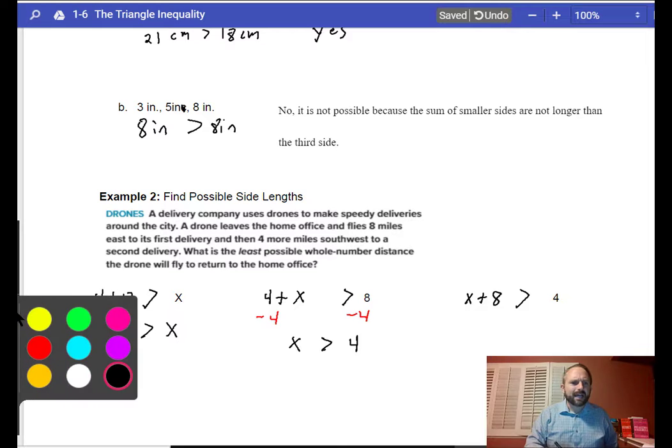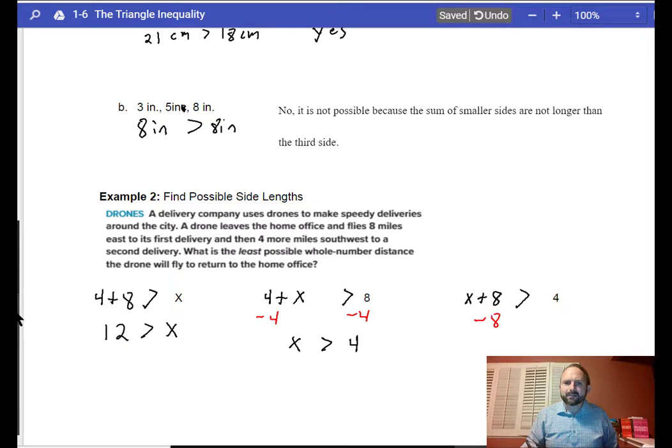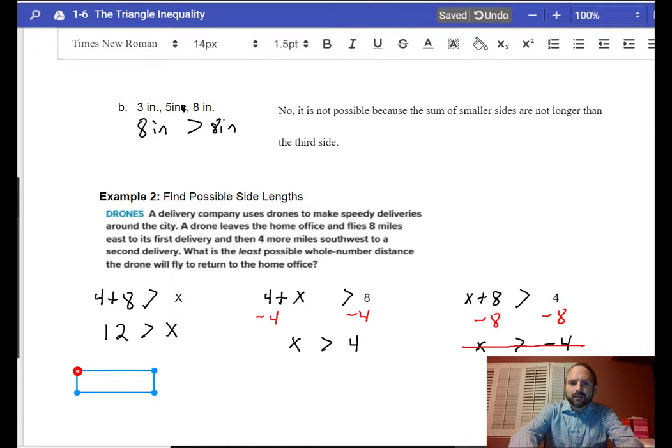All right, well, let's look at the last one. I'm going to subtract by 8 on both sides using the subtraction property of inequality. I get negative 4. Well, we can't have negative distances, so we're going to strike that through. All right, so now let's answer this. The least possible whole number distance the drone will fly to the home office. Well, that's after he drives 4 and 8.